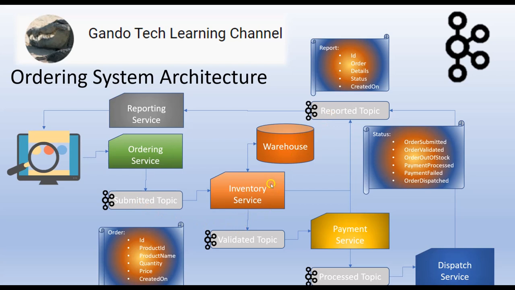Then in the inventory service, we would have two publishers and one subscriber, which will subscribe to the submitted order from this topic, and then either it's validated or not, it will publish it to the reporting service here. And also if it's validated, it will publish it to the validated topic. The same for the payment service. And for dispatch, it's just consuming from the processed topic and then publishing the report to say, okay, the order has been dispatched. So this is all happening in this architecture.